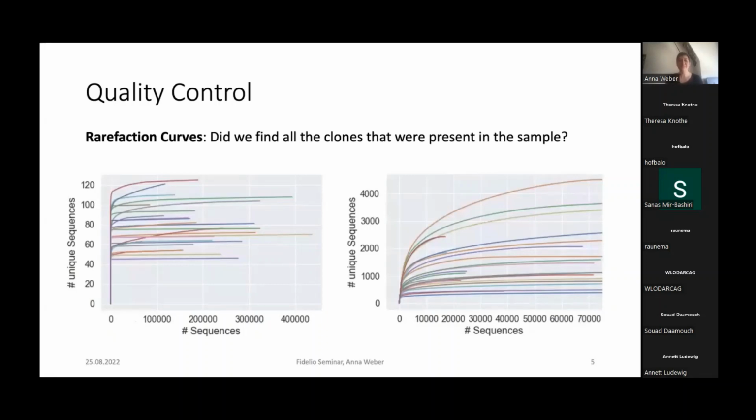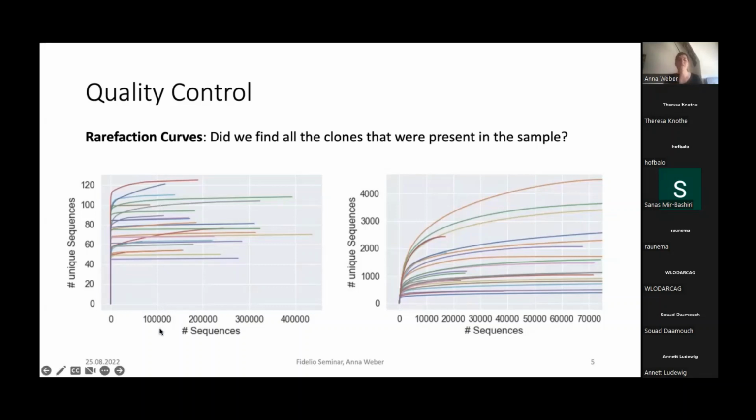So one of the first things that I think we should always do if we start a data science project is to find some way to check the quality of our data. And this will be vastly different depending on what kind of data you're working with. But what I did for my project is doing rarefaction curves. Rarefaction curves try to answer the question, did we, during the sequencing process, during the experiment, even catch all the clones that are there? Right? So there's going to be, I don't know, 1 million clones in your sample. How many of them did we even find?